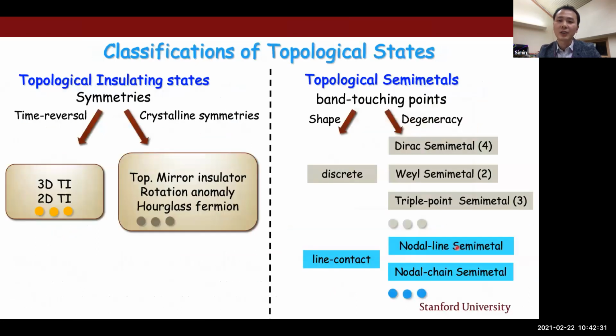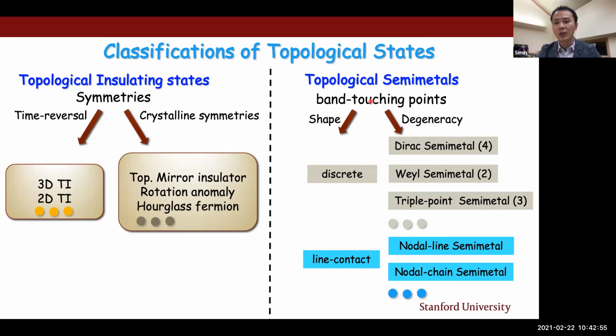Nowadays, many different topological states have been discovered. For topological insulating states, we can classify them based on their symmetry. For example, based on time-reversal symmetry, we can define the three-dimensional topological insulator and the two-dimensional topological insulator. Based on crystalline symmetries, we can define various topological crystalline insulators.